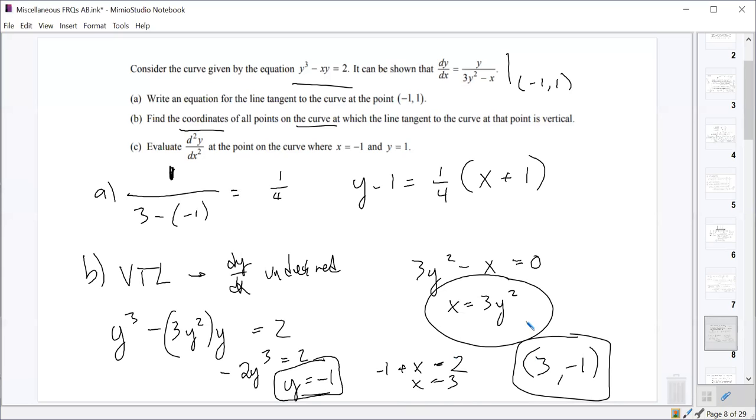And that was worth 3 points. 1 point for setting the denominator equal to 0. 1 point for getting this original equation into one variable. 1 point for the coordinates 3, -1. And part A was 2 points, 1 for the slope and 1 for the equation. Everybody good with A and B?